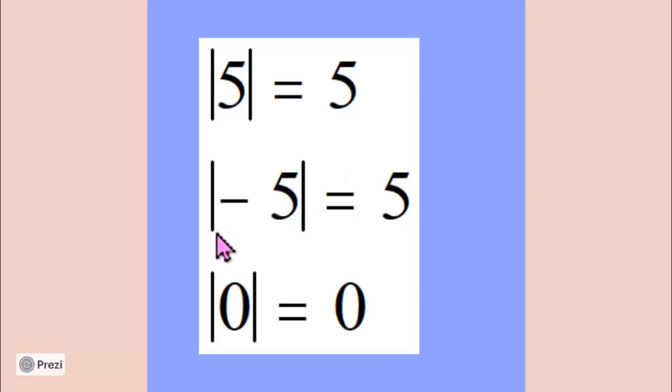What about the absolute value of negative 5? When I say absolute value, I mean how many units this number is away from 0. Negative 5 is 5 units away from 0, so the absolute value of negative 5 is 5. And it's so logical that the absolute value of 0 is equal to 0. Why? Because 0 is the origin.